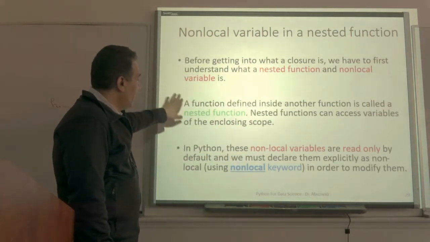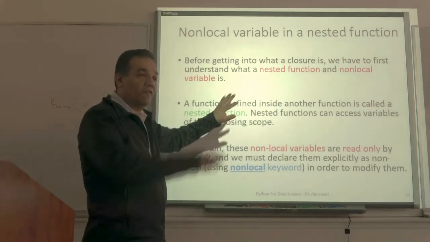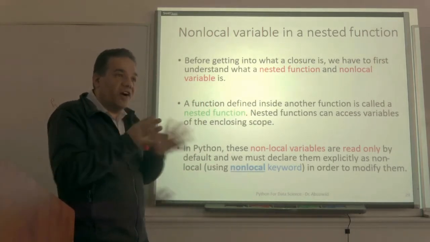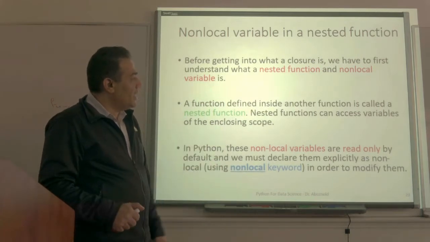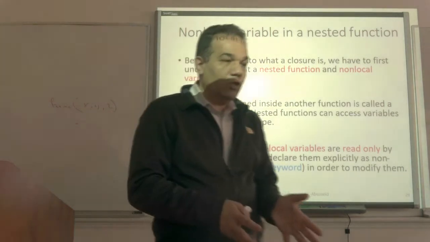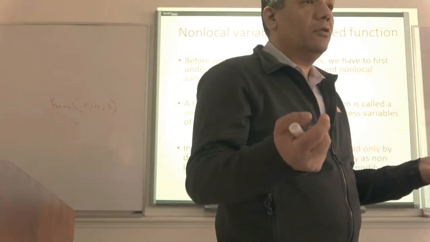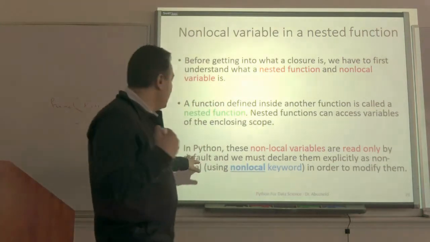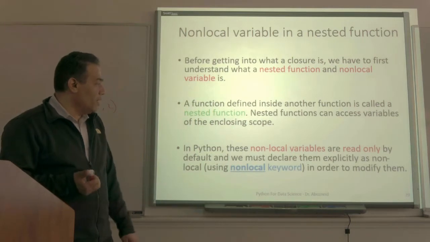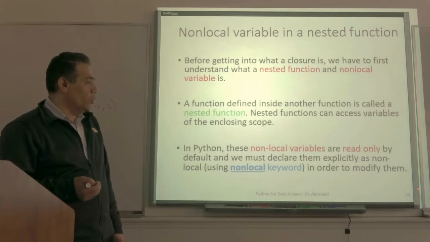non-local variable is. A function defined inside another function is called a nested function. You have a function, inside the function you define another function. It's not that you called another function, you defined another function. Nested functions can access variables in the enclosing scope. So if you defined variables outside of the nested function, it will be able to see them. We'll see an example in a second. In Python, these non-local variables are read-only by default, and we must declare them using the nonlocal keyword in order to modify them.